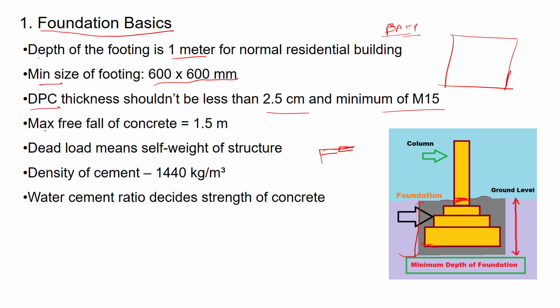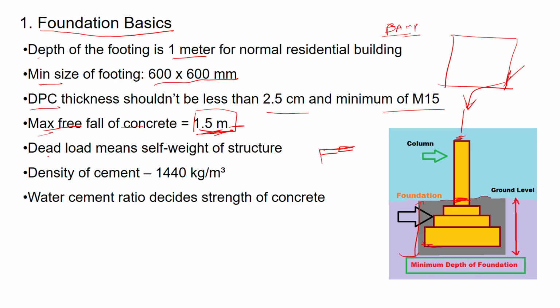Next is the maximum free fall of concrete. That is 1.5 meters. When you pour concrete, if the height is more than 1.5 meters, there will be segregation, and a lot of problems will arise. So remember that, let us keep it below 1.5 meters itself. That is the reason they have given a max free fall.